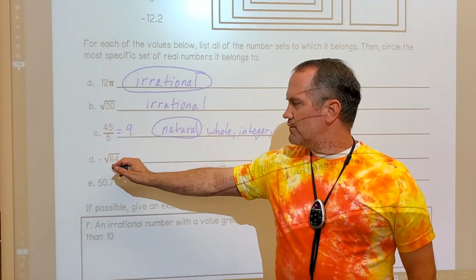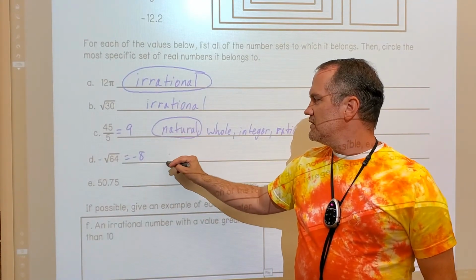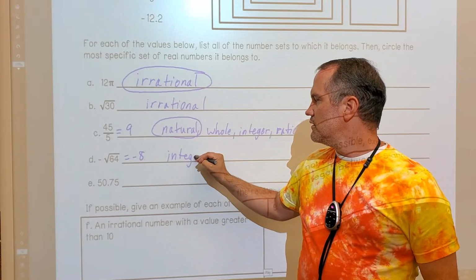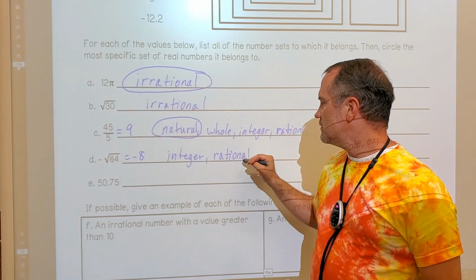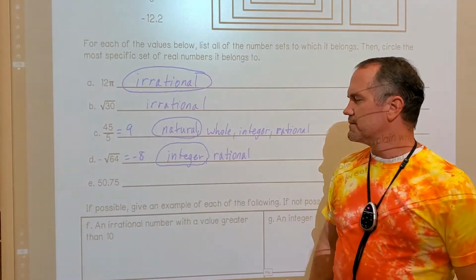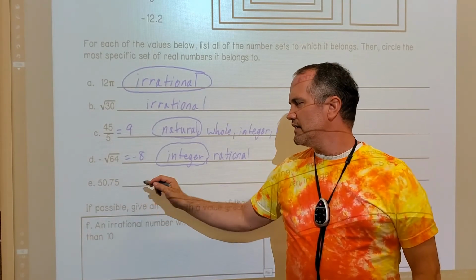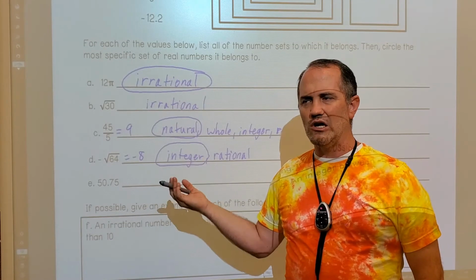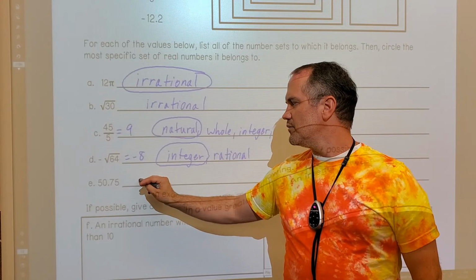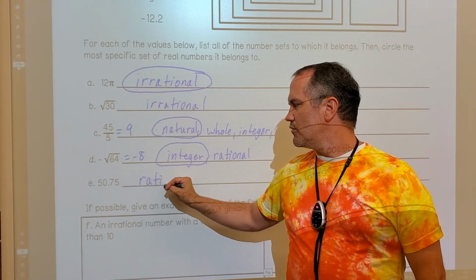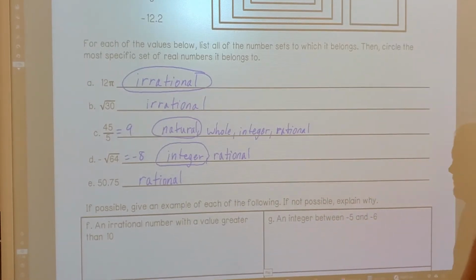Negative out front. Don't forget that. Square root of 64, that makes it negative 8. That means it is an integer. And it is rational. Okay? 50.75. Okay, that is a decimal. It's terminating. So that makes it rational. 50 3/4. Okay?